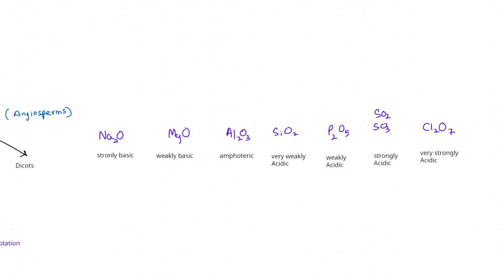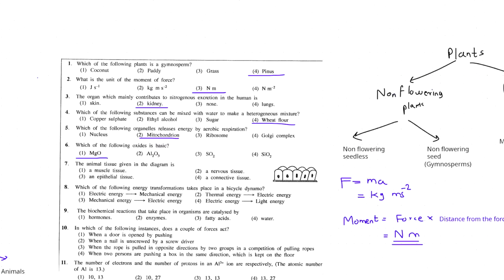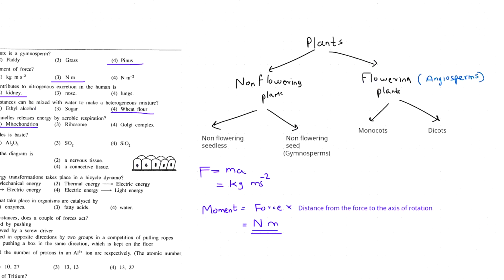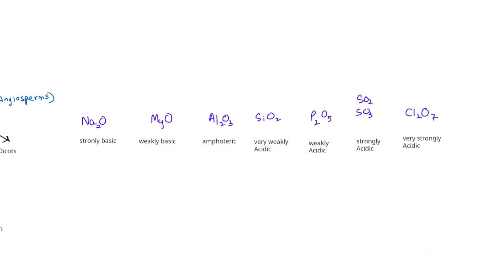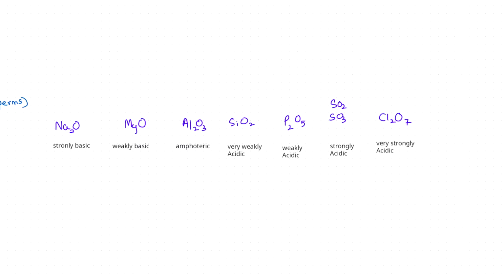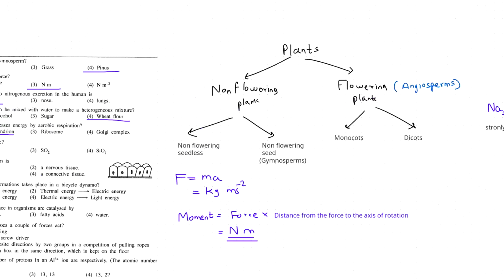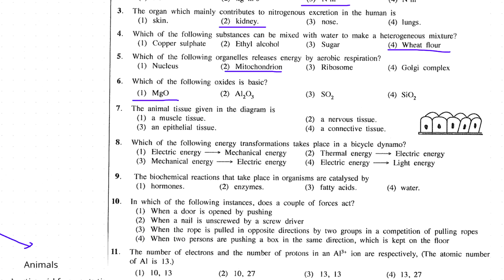Huh? So, in our question, they're asking for weak basicity. So, it's definitely MgO. What other options are there? Al2O3, SO2 and SiO2. So, Al2O3 is amphoteric, SiO2 is weakly acidic, it has acidic properties. SO2 also has acidic properties. Let's move on to the next question.